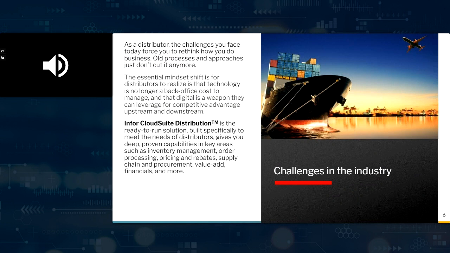As a distributor, the challenges you face today, you rethink how you're going to do business. Old processes and approaches just don't cut it anymore. So again, Infor CloudSuite distribution is the ready-to-run solution built specifically to meet the needs of distributors, gives you deep proven capabilities in key areas such as inventory management, order processing, pricing and rebates. And really, I think the strongest area of CloudSuite distribution is the advanced inventory management. Managing your inventory through purchasing, through production, through transfers, managing distribution centers.